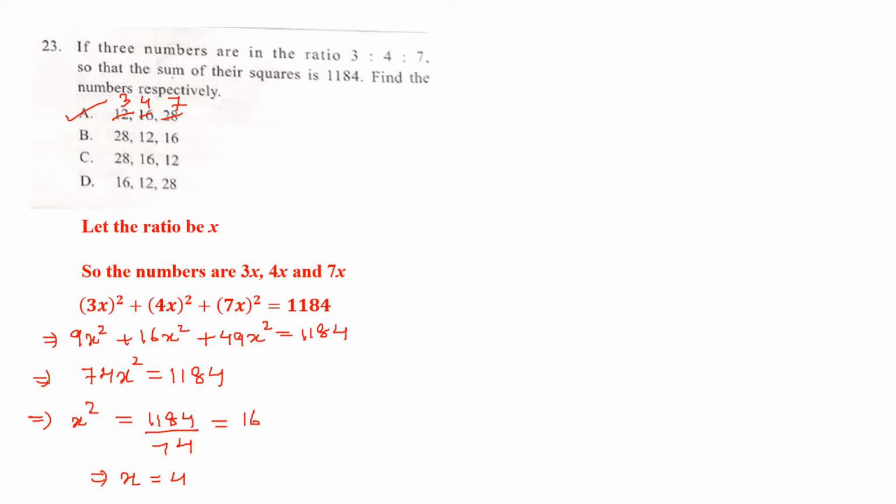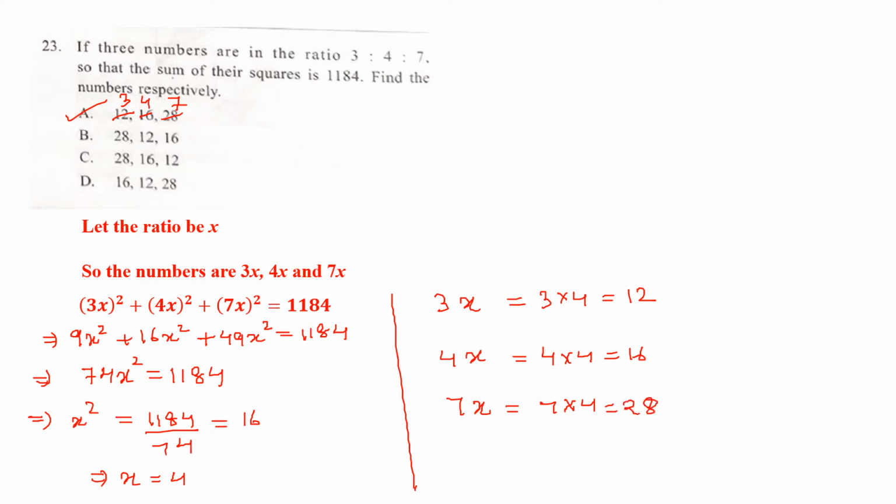But what you have to find? You have to find the numbers. So numbers are 3x, 4x and 7x. So now you know the value of x. So 3 into 4 will give you 12, 4 into 4 will give you 16, and 7 into 4 will give you 28. So from here you can see your correct option is A, right?